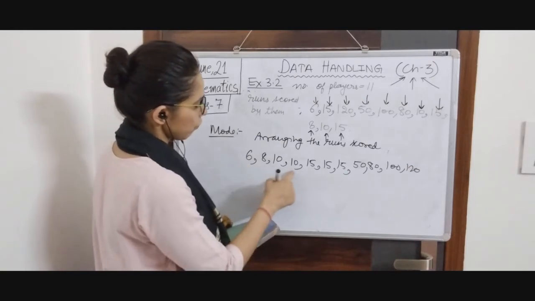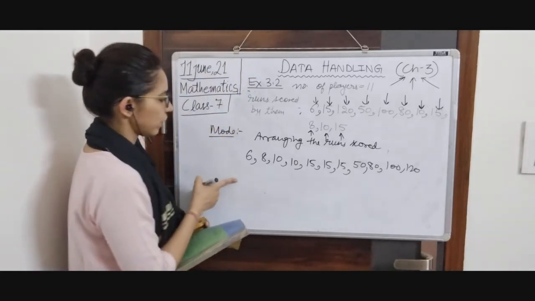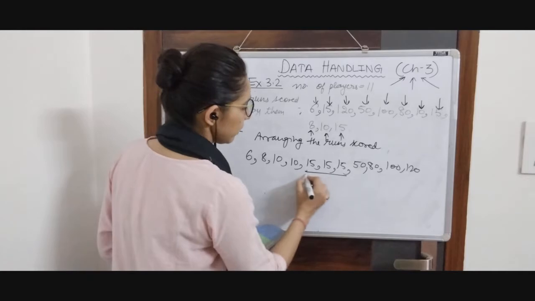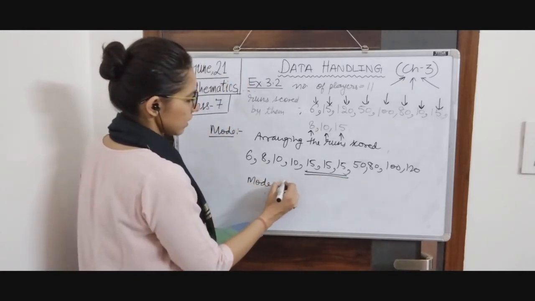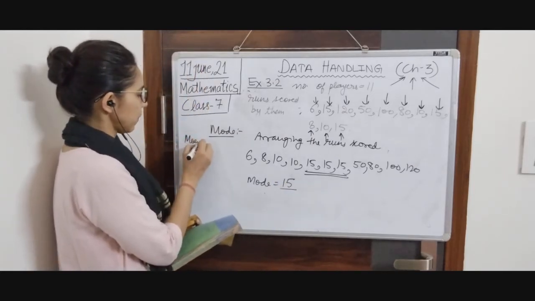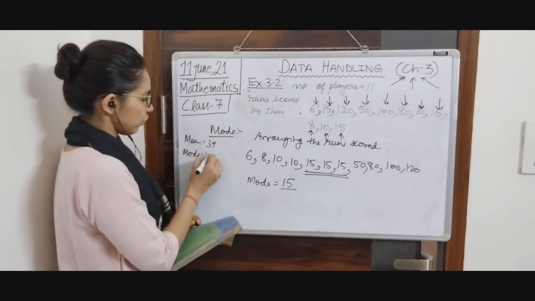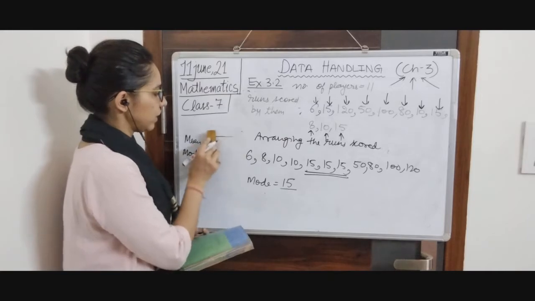Now I will count the observations so that we can check we have written all of them. 1, 2, 3, 4, 5, 6, 7, 8, 9, 10, 11. So 11, all of them. Now check which observation is occurring most often. Clearly 15 is occurring most often. So your mode is 15. Your mean came out to be 39. Your mode came out to be 15. So they are not the same. Next we will calculate median.